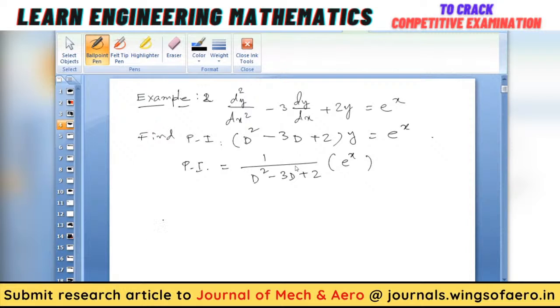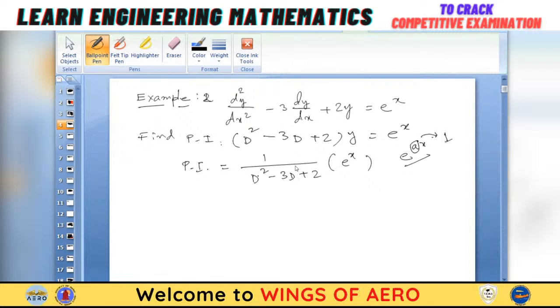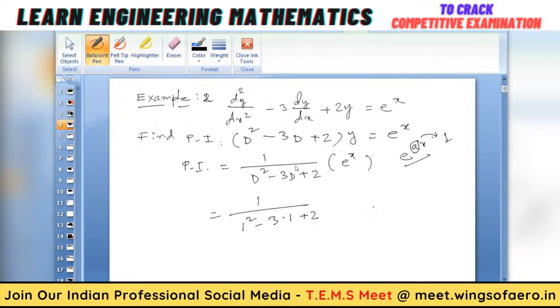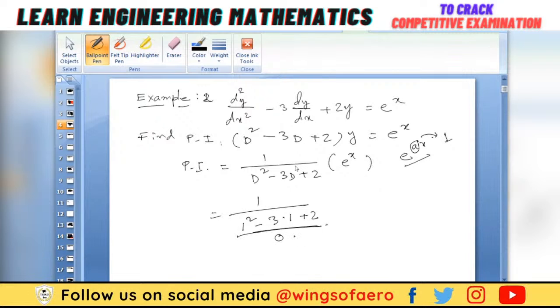Now what is a? If we consider e to the power ax, obviously a is equal to 1. Now we should put d is equal to 1. So if I put d is equal to 1 here, what do we get? 1 square minus 3 into 1 plus 2. But you see, 1 minus 3 plus 2 becomes 0. And denominator 0 means it is not defined.